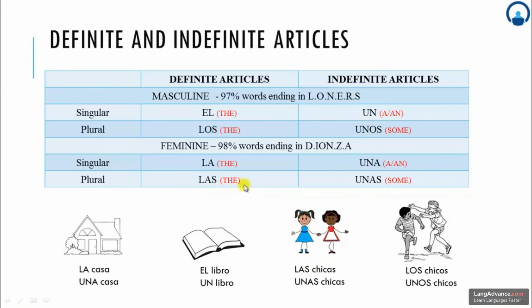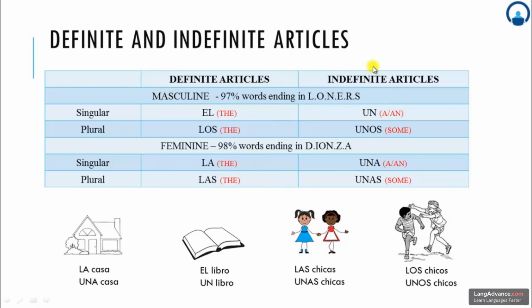That also means the. So once again, if it is singular and masculine, the definite article will be el. If it is plural and masculine, the definite article will be los. If it is singular and feminine, it is la. And if it is plural and feminine, it is las. So those are the definite articles: el, los, la, las.